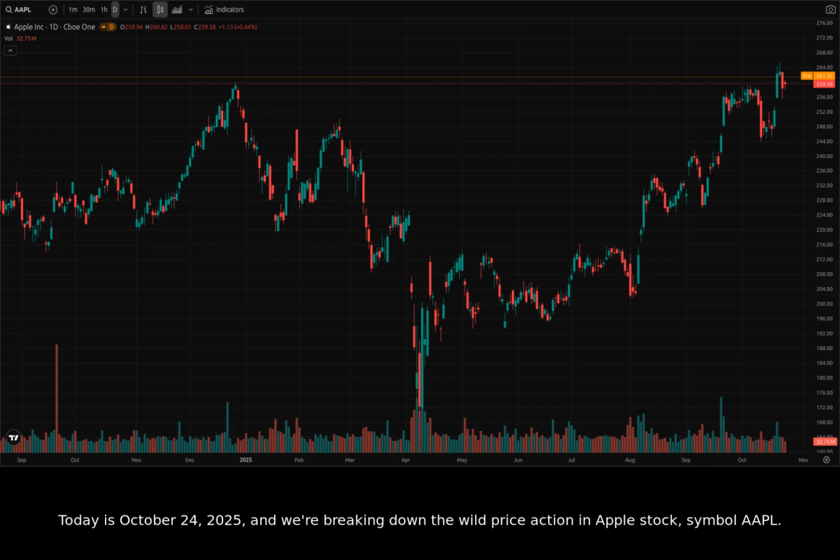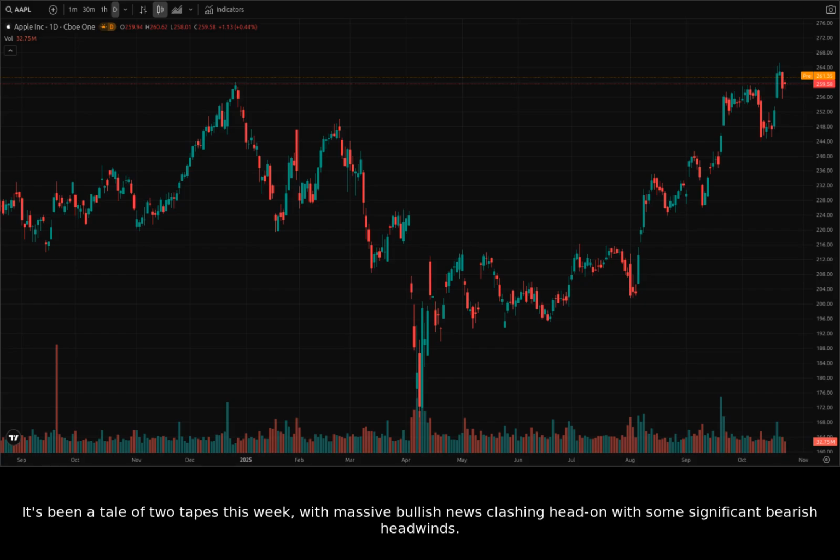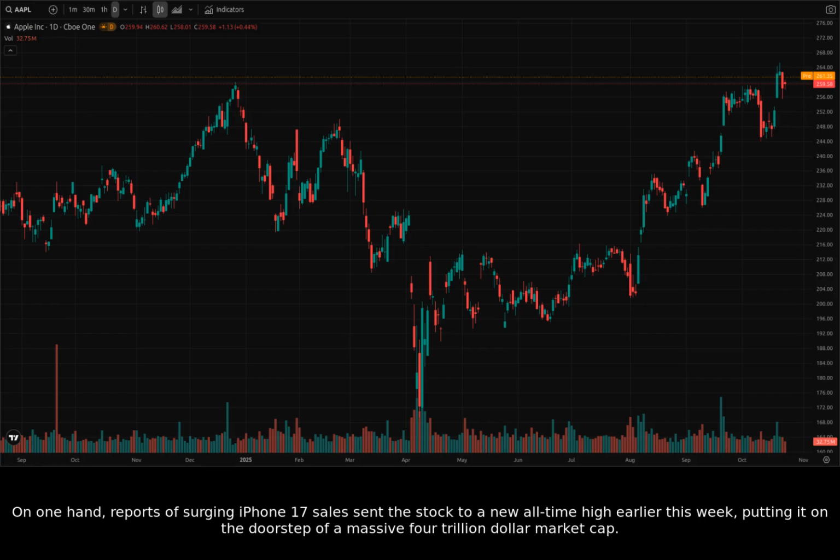Today is October 24th, 2025, and we're breaking down the wild price action in Apple stock, symbol AAPL. It's been a tale of two tapes this week, with massive bullish news clashing head-on with some significant bearish headwinds. On one hand, reports of surging iPhone 17 sales sent the stock to a new all-time high earlier this week, putting it on the doorstep of a massive $4 trillion market cap.